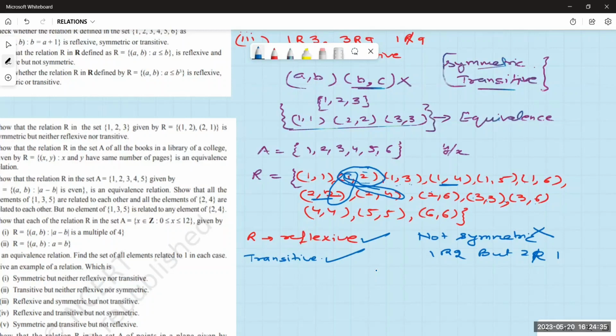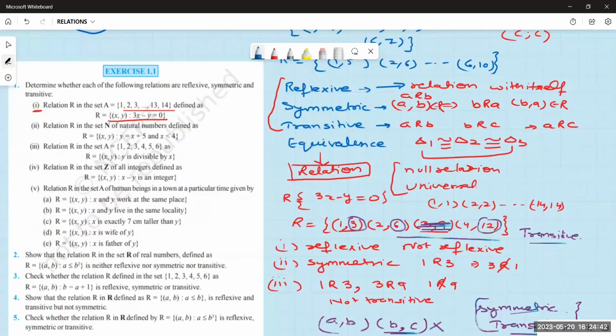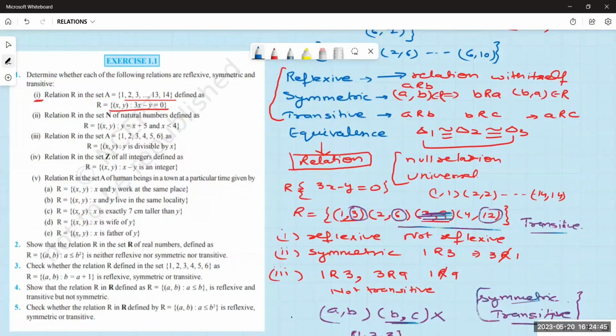Clear? Any doubt? Next one. Second one, sorry, I missed it. Y is equal to x plus 5 and x is less than 4. So can you tell me what this will be? (1, 6), (2, 7), (3, 8).